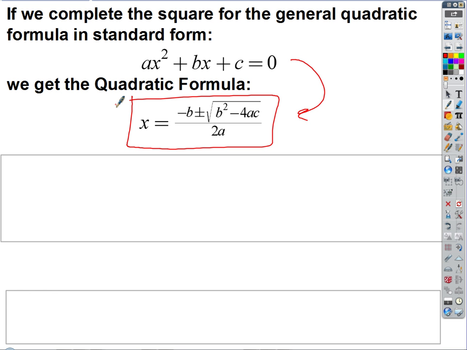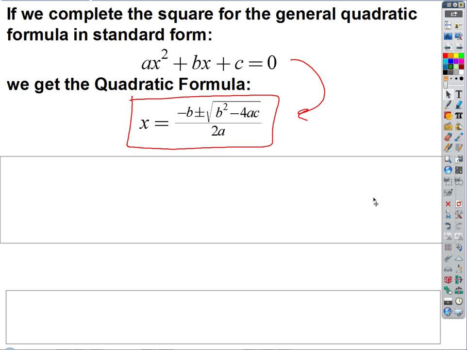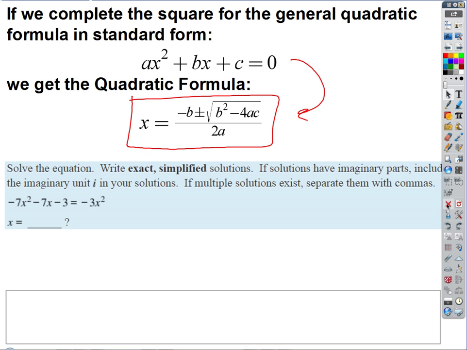So there's the quadratic formula. Let's try an example using this. So what if we had something like this? So we've got this equation. We want to solve this without going through the whole process of completing the square. We're just going to set it up in standard form and then plug and chug. Just plug numbers into the quadratic formula to get our answers and simplify. And that's all we have to do.